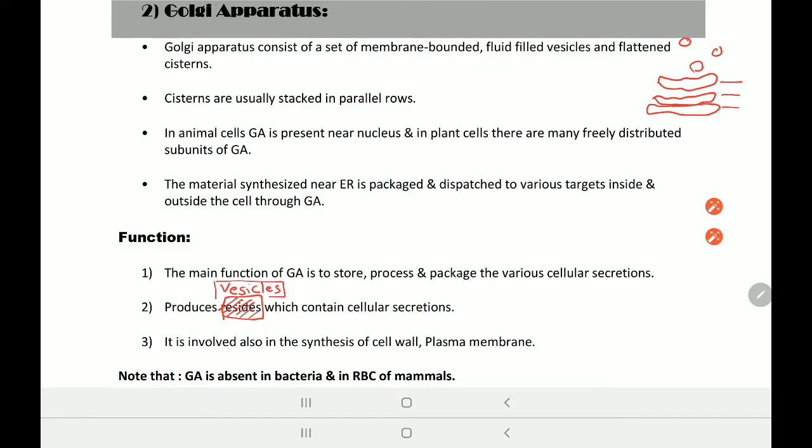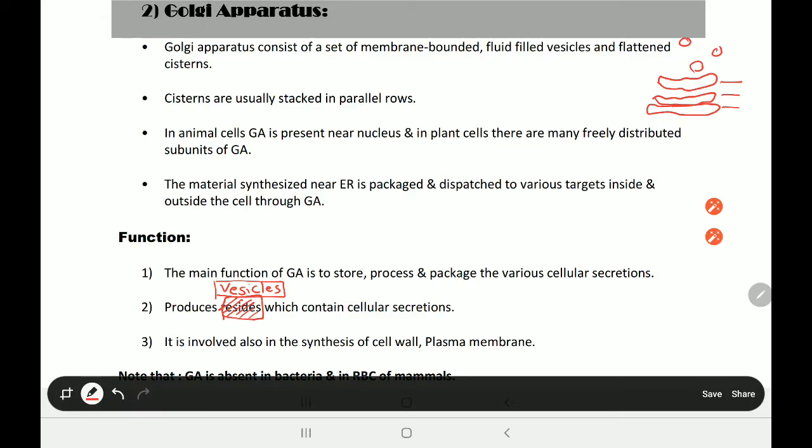Okay, it produces vesicles which contain cellular secretions. Of course, it produces vesicles. What the vesicles do is move around, taking those secretions. It is also involved in the synthesis of the wall and plasma membrane. Of course, just like the RER and ER are responsible for making this membrane, similarly this Golgi apparatus is also responsible for making the membrane.